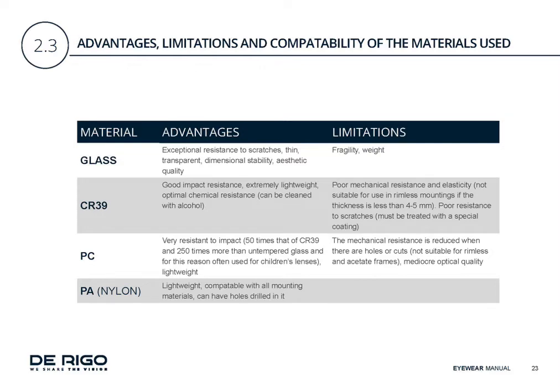PC, or polycarbonate, is very resistant to impact, 50 times that of CR39 and 250 times more than untempered glass, and for this reason is often used for children's lenses, and is lightweight. The limitations are that the mechanical resistance is reduced when there are holes or cuts, which makes it not suitable for rimless and acetate frames, and it has mediocre optical quality. PA, nylon, also known as polyamide, is lightweight, compatible with all mounting materials, and can have holes drilled in it.